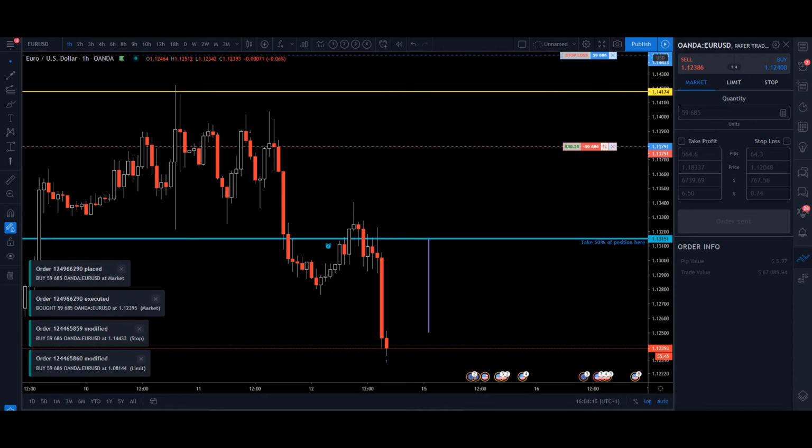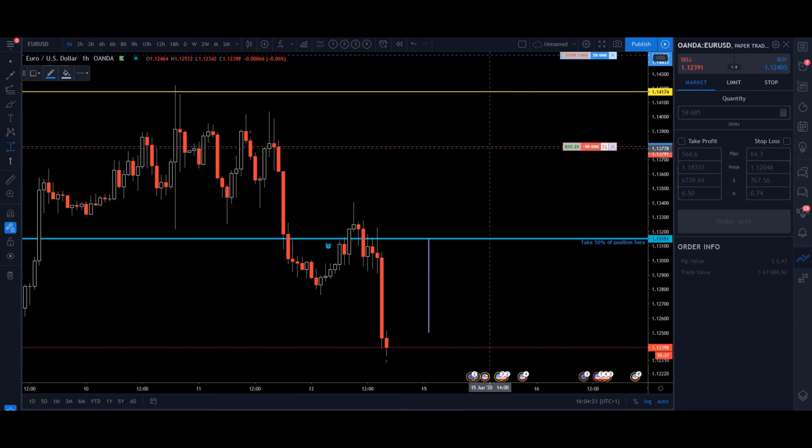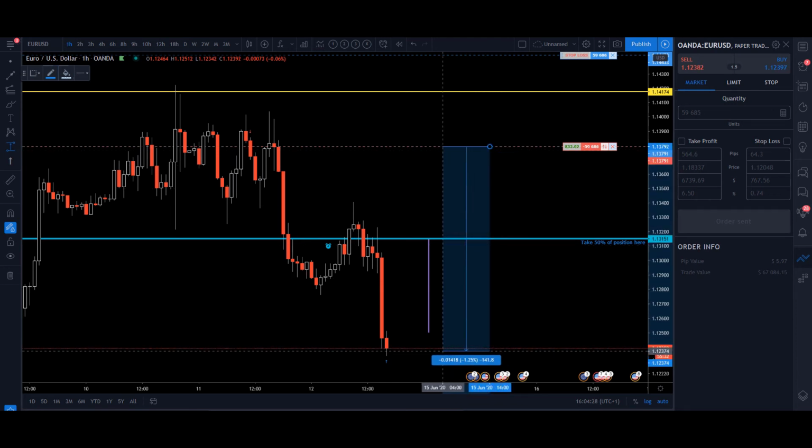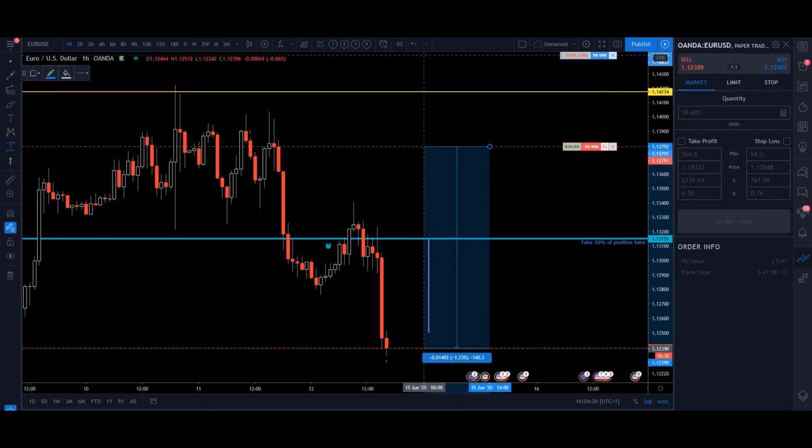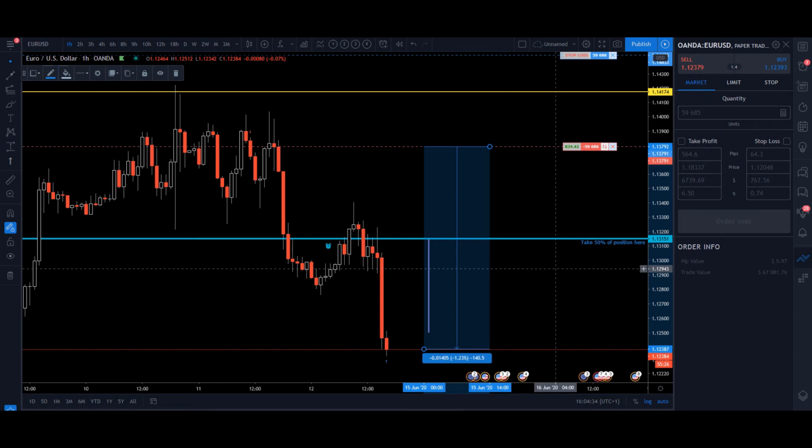And there you go, ladies and gentlemen. We've just taken some profit on half the position. Let me see how much that is in pips. This is where we entered the market, and this down here is where we've taken profit. As you can see, there's 140 pips worth of profit we've just taken on half the position.